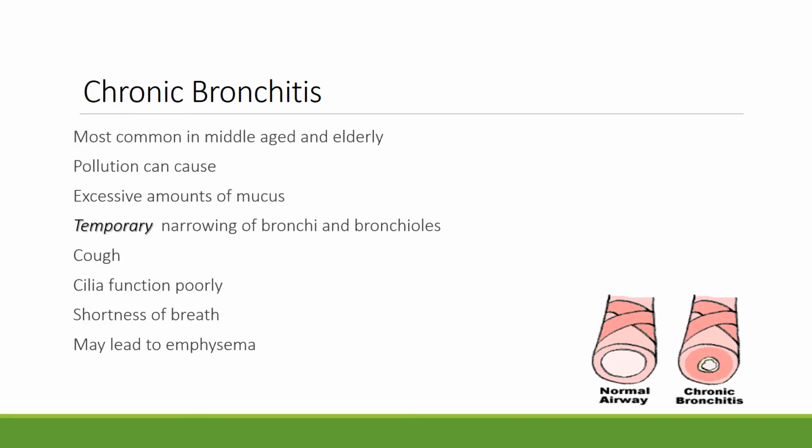Chronic bronchitis is most common in middle-aged and elderly people. It can be caused by pollution, and it results in an excessive amount of mucus production and temporary narrowing of the bronchi and bronchioles. Because of this, people usually develop a cough and the cilia function poorly. They have shortness of breath, and chronic bronchitis may lead to emphysema.